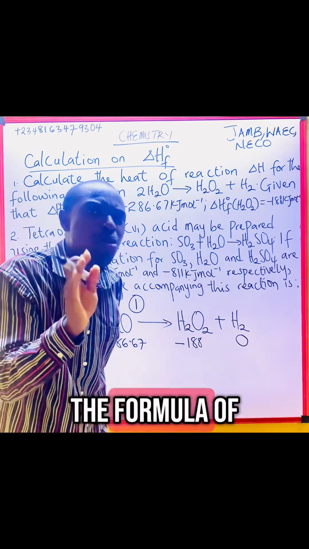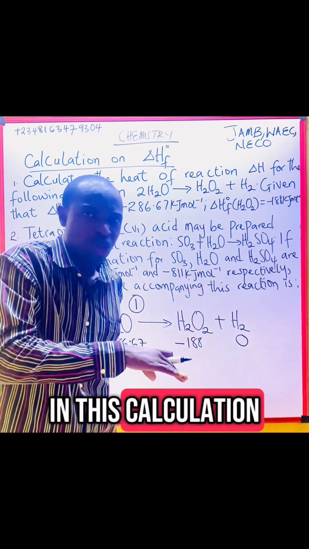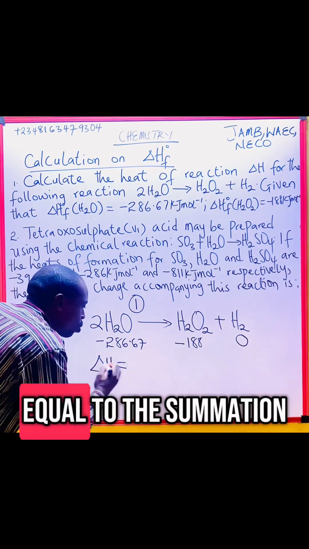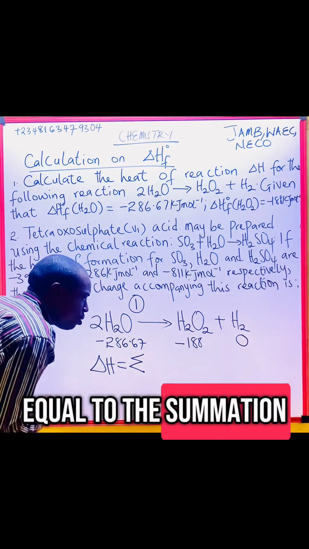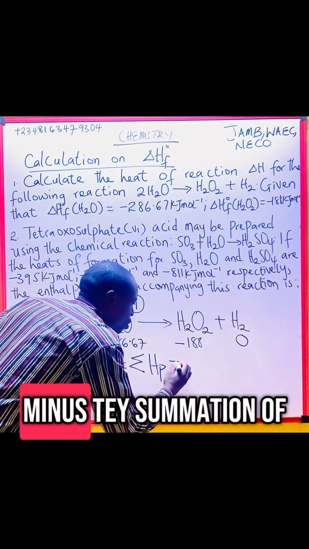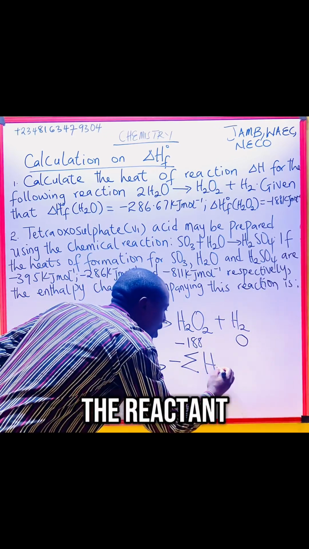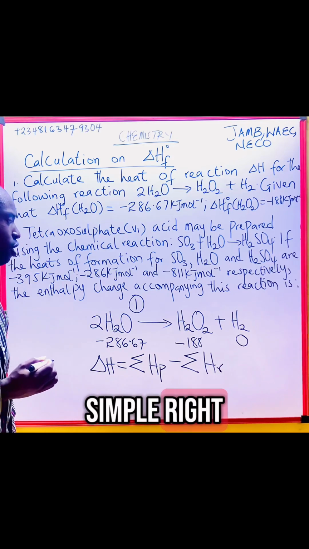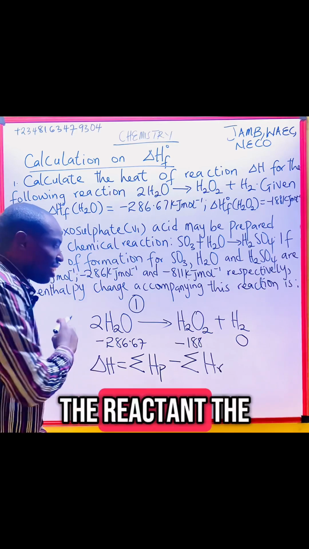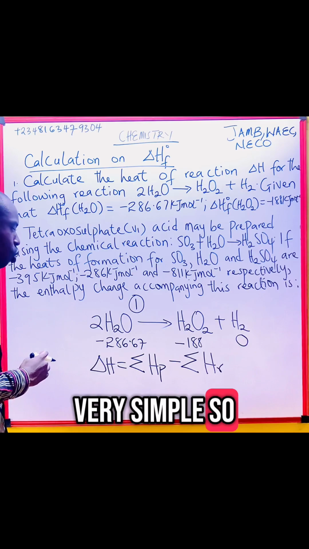Now, what is the formula of the standard heat of reaction in this calculation? You have to know it. It is the standard heat of reaction equal to the summation of the enthalpy of the products minus the summation of the enthalpy of the reactants. Simple, right? So it means the product minus what now? The reactant. The product minus the reactant. Very simple. So what do we do here?